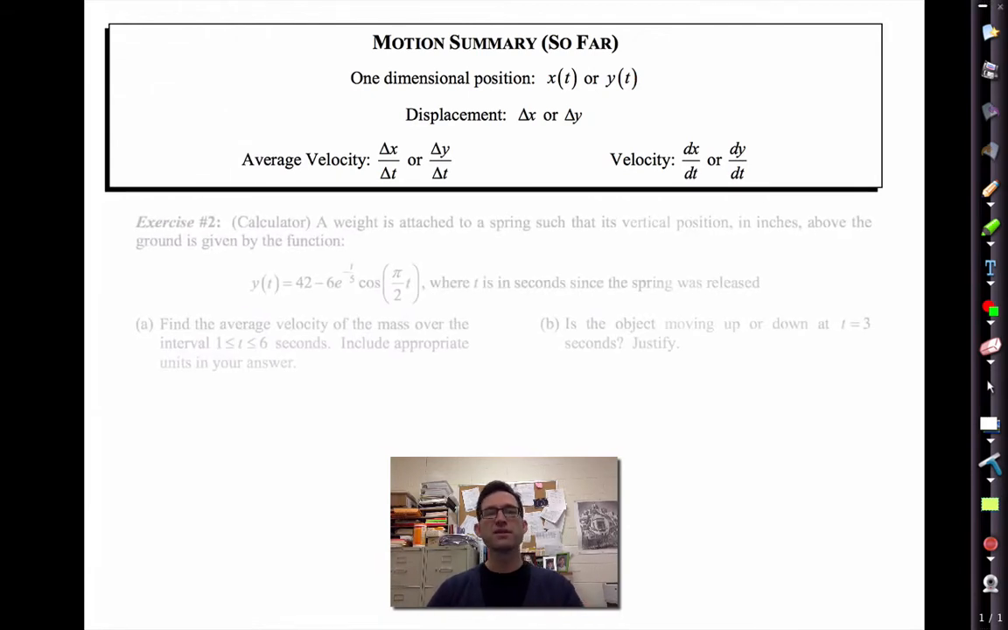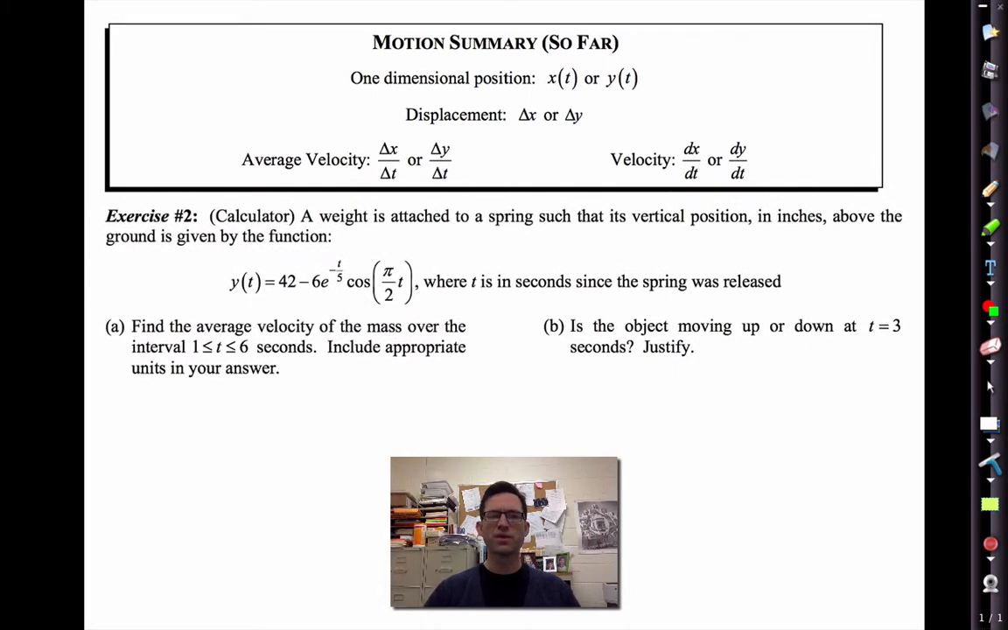So let's apply this now in a problem, and we're going to use our calculator for this. So get those calculators out, get them ready to go. It says a weight is attached to a spring such that its vertical position, so we're talking vertical motion here, in inches above the ground is given by this function. All I want you to understand is that all we're getting as an output is the inches this object is above the ground, and the input is the number of seconds since the spring was released. Now, I'd like you to use your technology on this as much as possible. I would even use the function option in your calculator, and I'll bring out the calculator to show you how to do that in a second, but it really makes this nice.